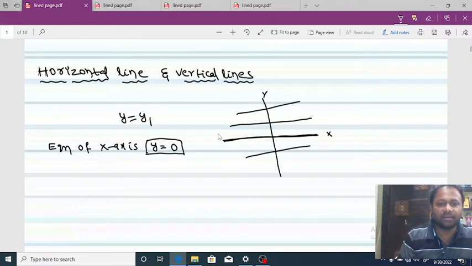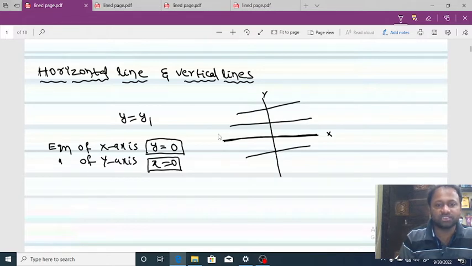Okay. Then what is the equation of the y-axis? The equation of the y-axis is x is equal to 0. Okay. The x-axis equation as well as the y-axis equation, two conditions we have seen. Now, this represents the equation of a horizontal line.